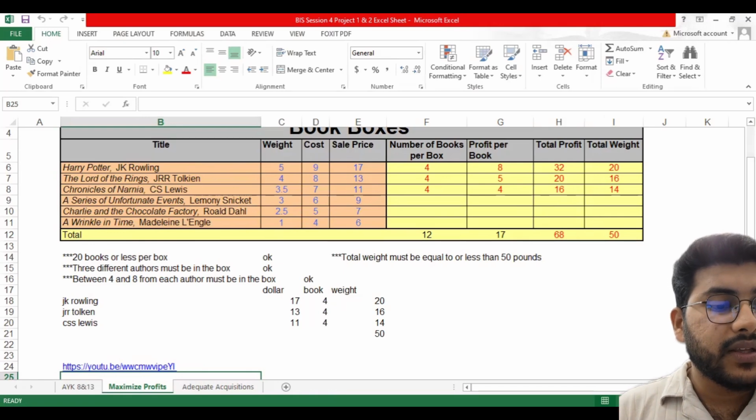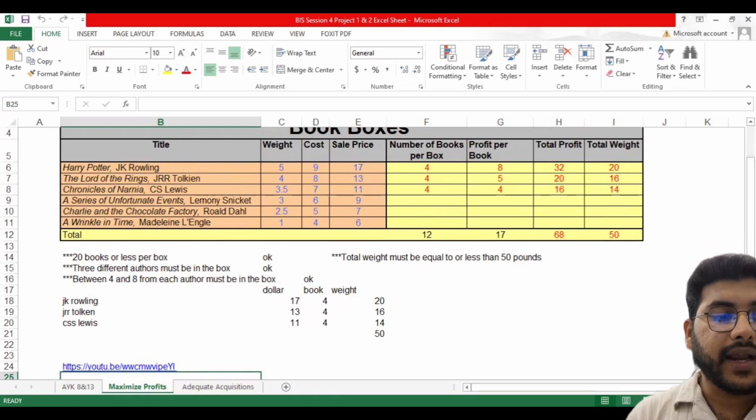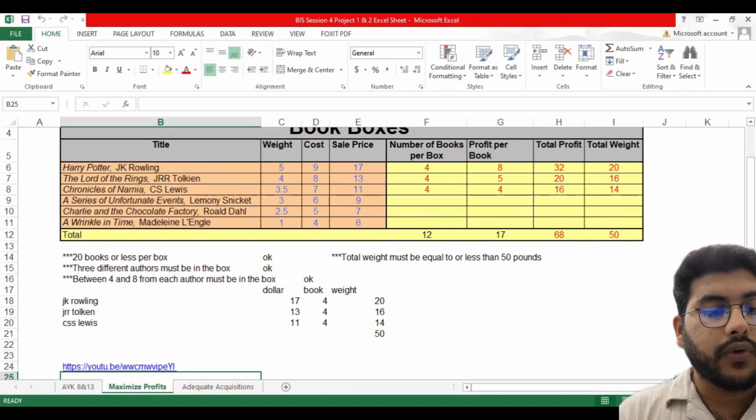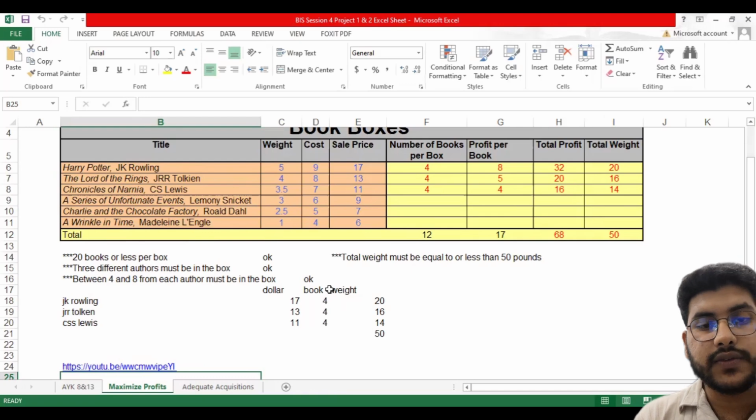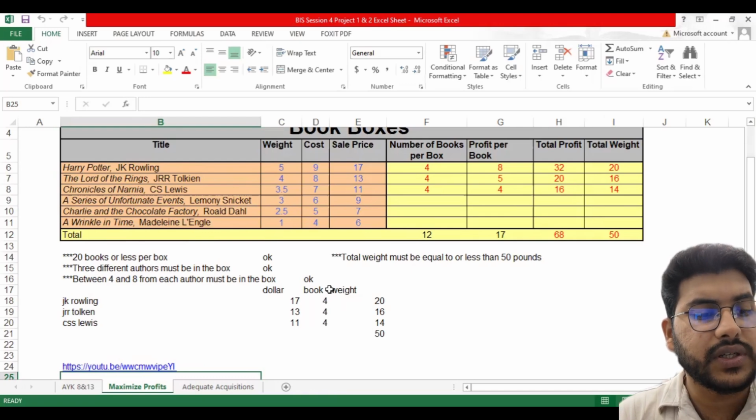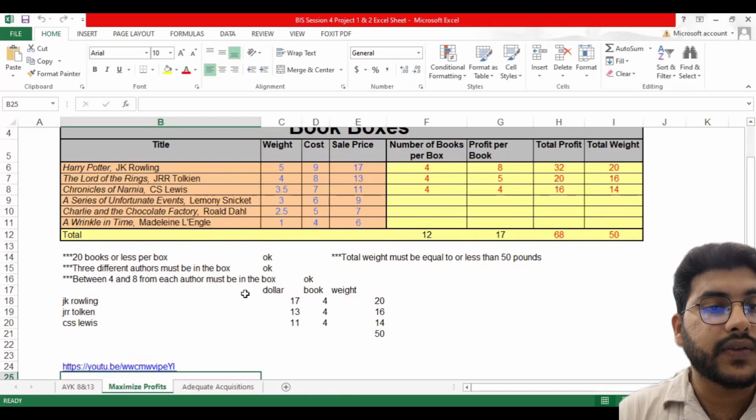The key is to follow the rules. We must pack 20 books or fewer, select from their different authors, including between 4 and 8 books from each of those authors, and keep the weight at £50 or less. Demonstrate your solution in Excel.